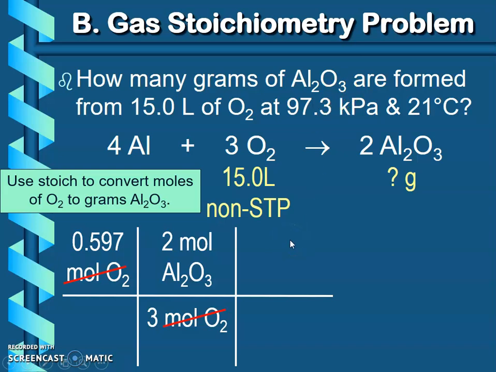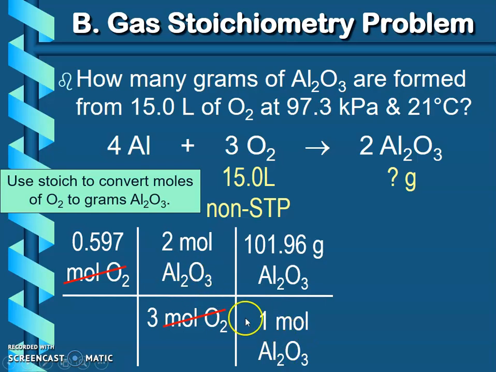How do I convert from moles to grams? I use my molar mass and my periodic table. Okay, so 1 mole, that goes on the bottom. That way those can cancel off. Where did this number come from? By adding together from my periodic table 2 aluminums plus 3 oxygens gave me 101.96. That's where that number came from. Okay, then I'm going to multiply the numbers across the top, divide by the numbers on the bottom, and I get 41 grams. Why 41? Because 21 degrees Celsius only has 2 sig figs, so my answer should only have 2 sig figs.